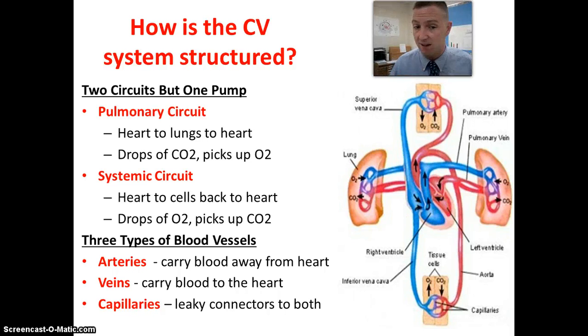Okay, so carrying blood away from the heart are arteries. Carrying blood towards the heart are veins. All right, and they're structurally different. Arteries have to be thicker. They carry more pressure than veins do.